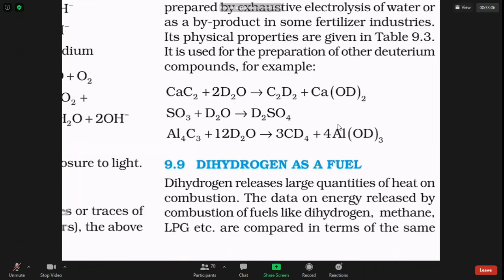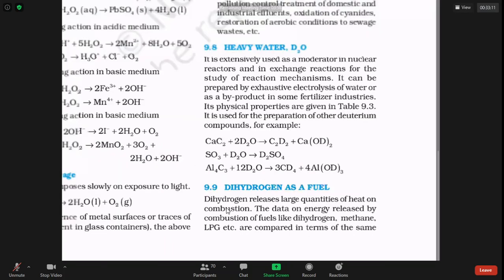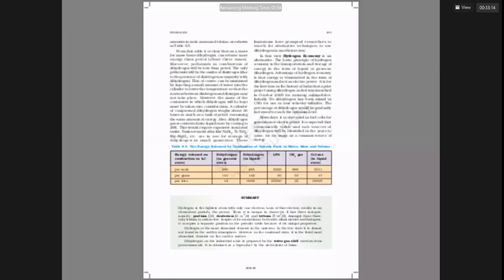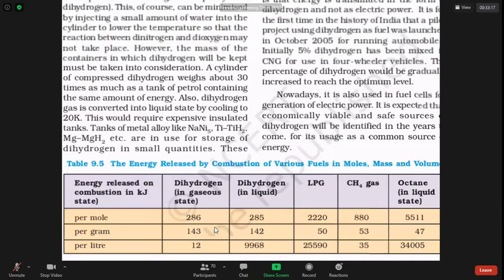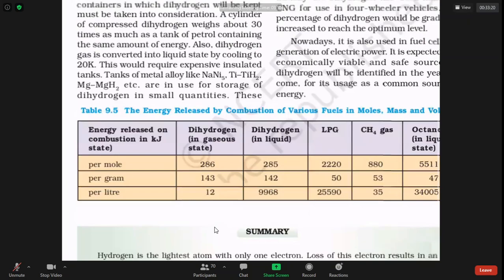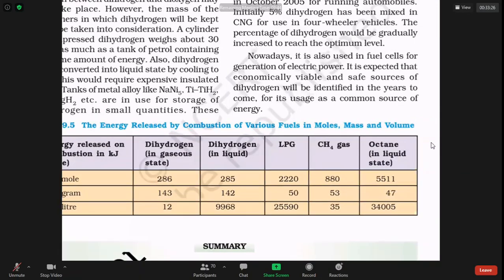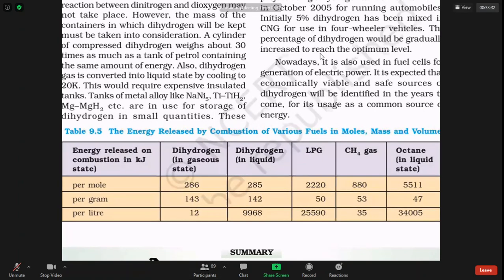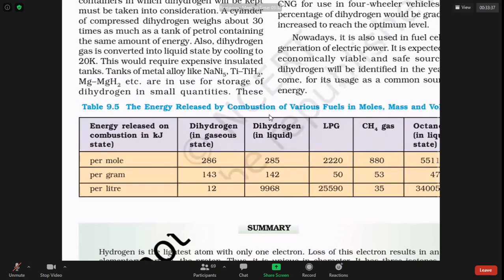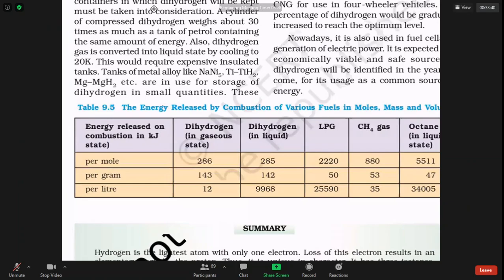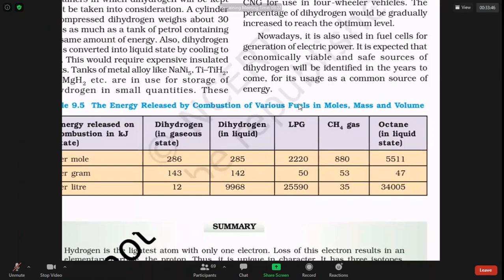Also, I want to conclude that dihydrogen is a very important fuel. It is a better fuel than LPG and cooking gas. But the only problem is transportation. Here is a comparative account of the quality of fuels. The higher the value released in combustion, the higher the energy release, the better the fuel. Amongst all fuels, per gram, hydrogen gas gives the highest energy. Hydrogen is a better fuel with no doubt. The only problem with hydrogen is storage and transport. It is very difficult to store and transport.